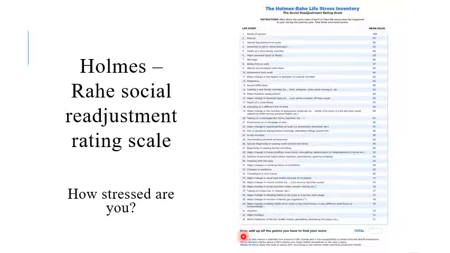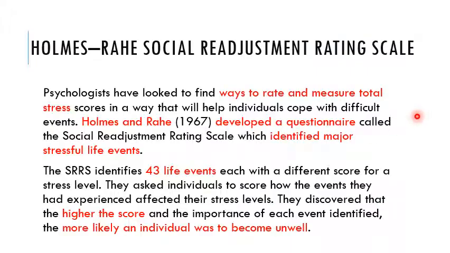We've talked about the critics of this, we've talked about the positives of this. We've also talked about why sometimes some of these issues may not be classed as a stressful life event and why they might be a positive. So let's recap now. Holmes and Rahe developed a questionnaire called the Social Readjustment Scale, which identified major life events. There was 43. The higher the score, the more likely an individual was to become unwell.